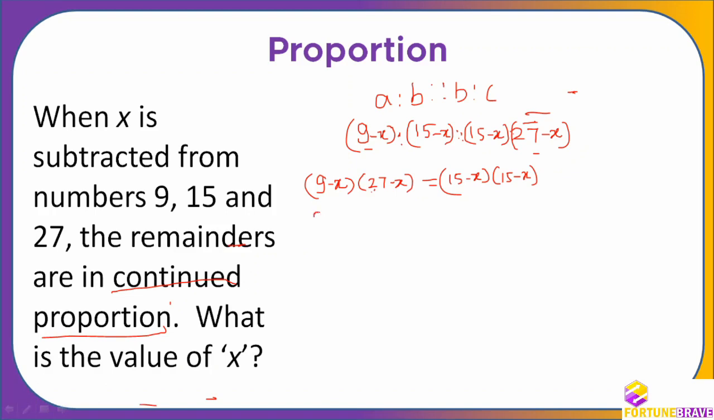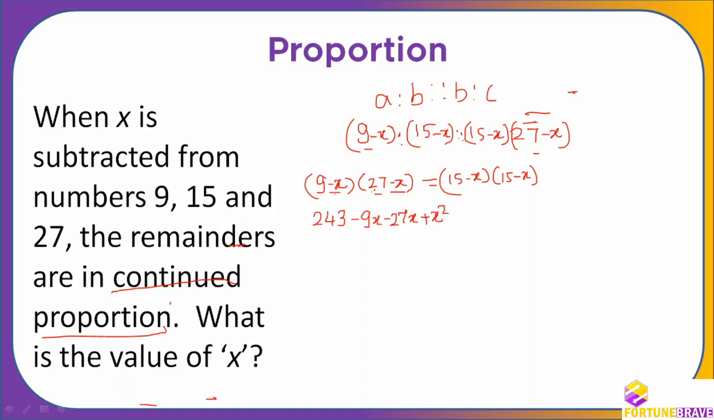27 into 9 is 243. Okay. Now what will come here? Plus will come. Next, 9 into minus x I'll do. So here it will come minus 9x. And then what I'll do? Minus x into minus 27. So again minus 27x will come. And then minus x into minus x. So I'll get what? x square.